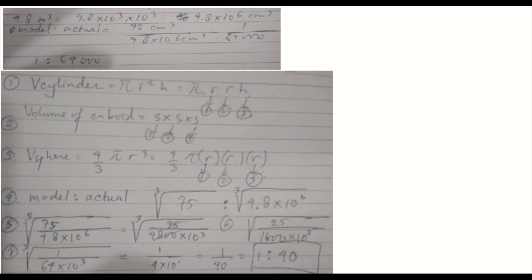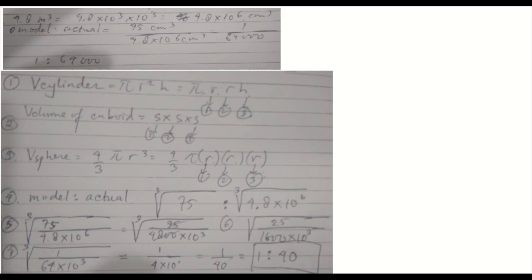So 4.8 meter cube, we convert into 4.8 times 10 power of 6, so we've got 4.8 times 10 power of 6 centimeter cube. And then they divided 75 centimeter cube compared to 4.8 times 10 power of 6 centimeter cube. And then they found that the model compared to the actual is equal to 1 over 64,000.